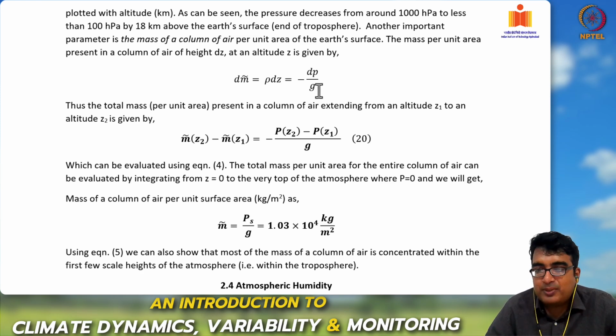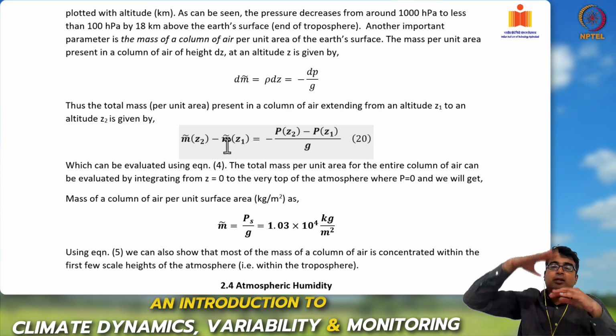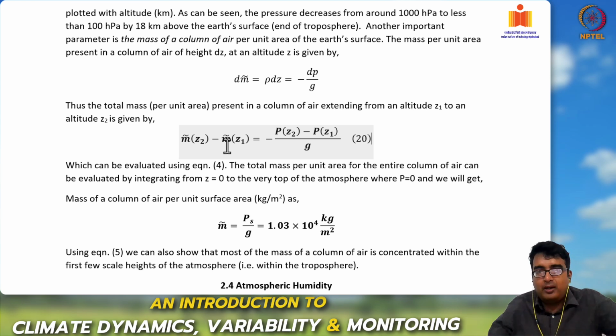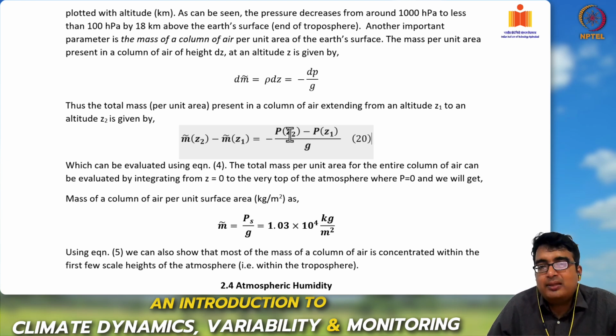Now we can integrate from a certain arbitrary altitude z1 to a final arbitrary altitude z2. So this becomes the mass of air per unit area at z2 minus the mass of air per unit area at z1 equals the negative of the change in pressure between z2 and z1 divided by g. Okay. So this basically gives the mass of a column of air whose height is z2 minus z1 per unit area of the surface. And this value will be positive because if z2 is higher than z1, then the pressure there is lower, so you get a negative value here, and so a positive overall. Okay.